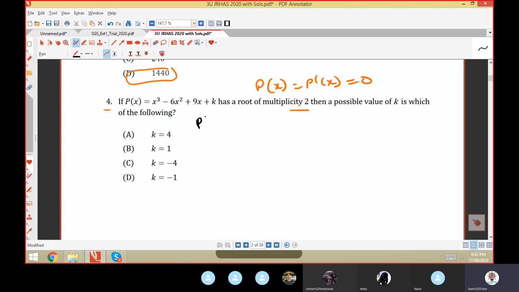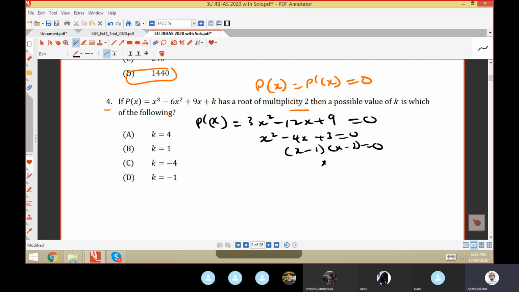Here we go. P dash x equals 3x squared minus 12x plus 9 equals 0. Divide everything by 3, just because I can. x minus 1, x minus 3, so x equals 1 or x equals 3. The reason they use this is because there are obviously a lot of different values. That's just any possible value. So it's going to be either at 1 or at 3.